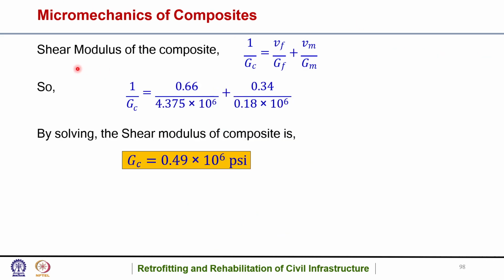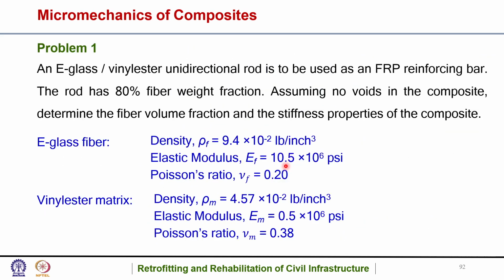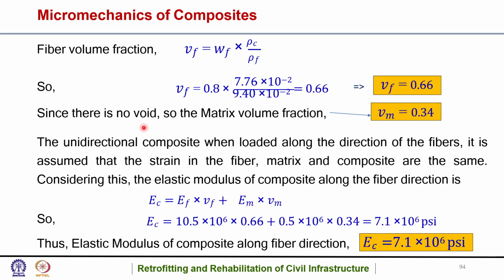Therefore, for the shear modulus of the composite, 1 by GC equal to VF by GF plus VM by GM. Using this equation, we get the shear modulus of the composite, GC, as 0.49 into 10 to the power 6 pounds per square inch. So we have found every parameter: the stiffness properties as well as the fiber volume fraction, which was 0.66.